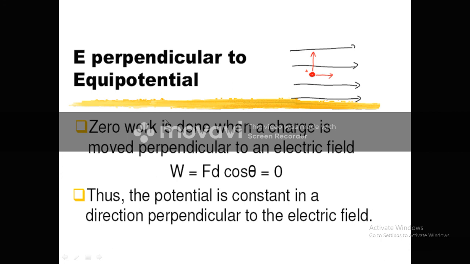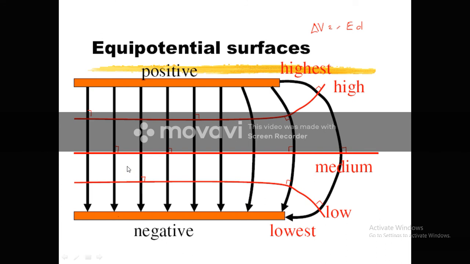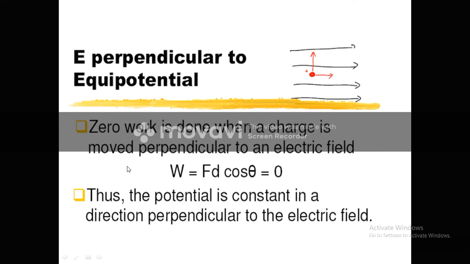Okay, zero work will be done when a charge is moved perpendicular to the electric field. I have discussed this point over here. So no work will be done. W is equal to F d cos theta. If theta is 90 degrees, perpendicular, then cos 90 is equal to 0.